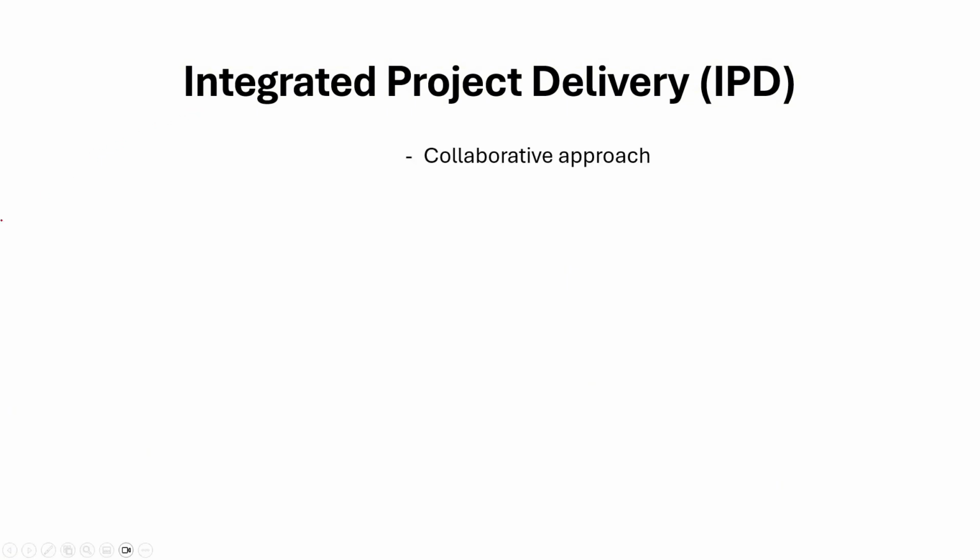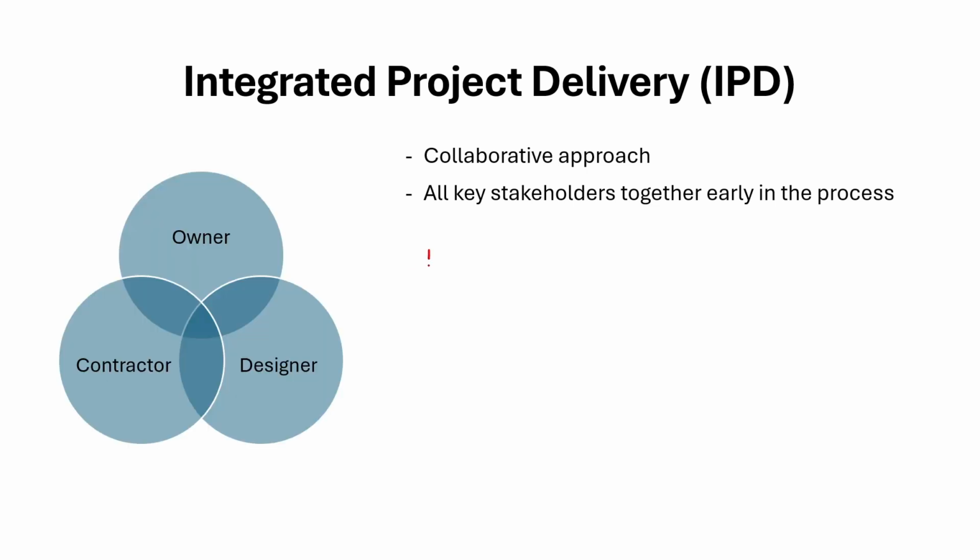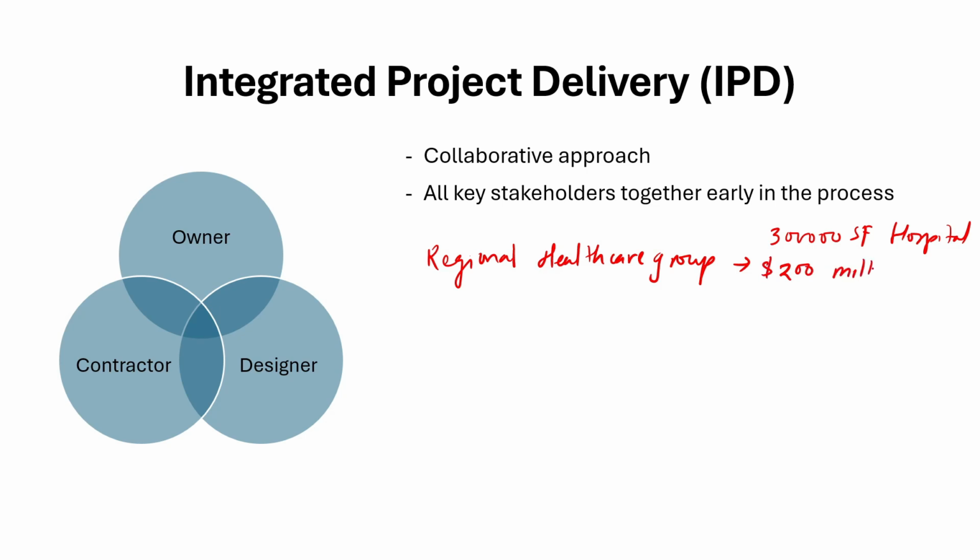It is a collaborative approach that brings all key parties, like owner, designer, and contractors, together early in the process to align interests and achieve project success. Let's look at a scenario where a regional healthcare group wants to build a 300,000 square foot hospital with a budget of $200 million and a timeline of 36 months. Then the owner would be the healthcare group.